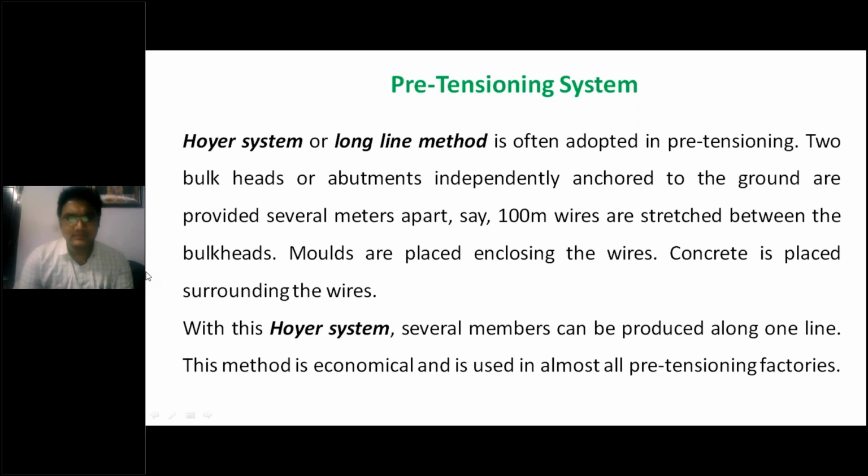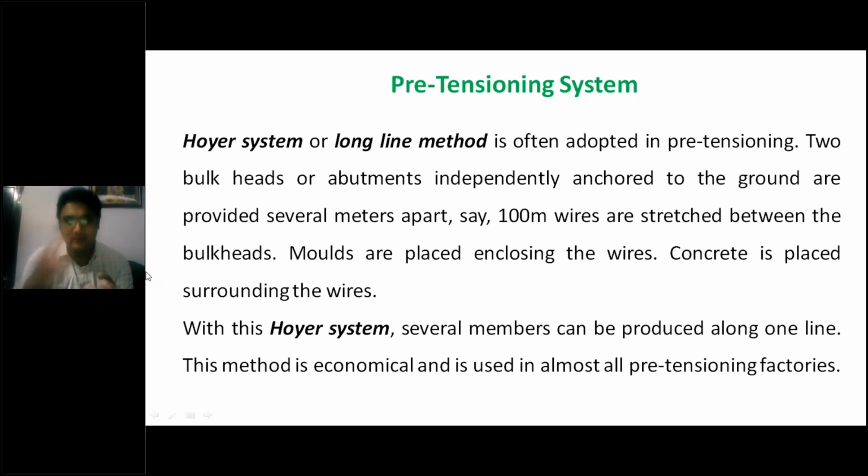The same thing in this Hoyer system: the wires are anchored independently to the ground over a length of, say, 100 meters, stretched between the bulkheads. Then the molds are placed enclosing the wires, and concrete is placed in between the wires or surrounding the wires.